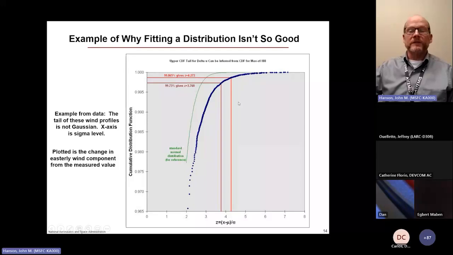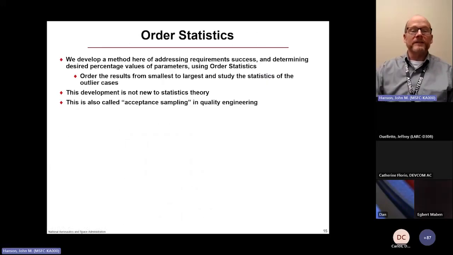So fitting a distribution when you're looking out at the tail is normally not a good approach. So what do we do? Well, what we're going to do instead is order the results from the smallest to the largest in whatever parameter we're interested in, and study the statistics of these outlier cases. This is not a new development, but we're applying it to this application. It's called acceptance sampling in quality engineering.